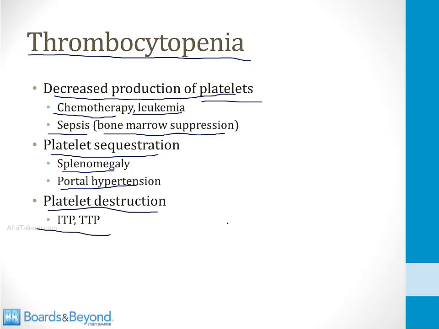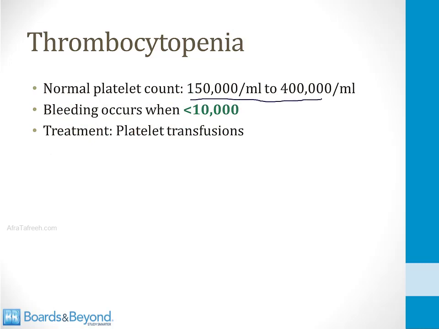So a normal platelet count is 150,000 to 400,000, and bleeding only occurs when the platelet level gets below 10,000, so it has to get very low for bleeding to occur. The treatment is platelet transfusions, and you'll mostly see this done on the oncology ward where patients have very low platelet counts from chemotherapy.